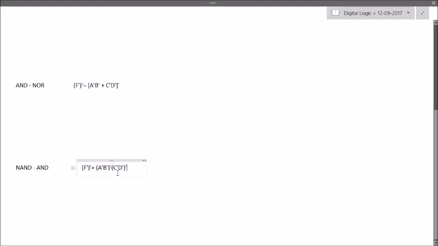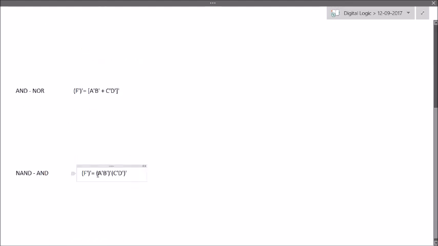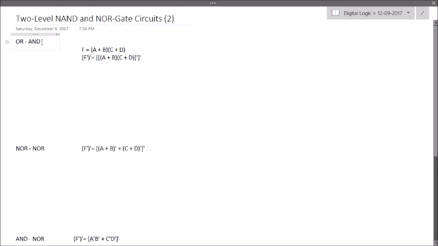Okay. So how would you go from a NAND AND gate back to an OR AND gate? Simple. Just apply De Morgan's law to each of these terms, and you should get an OR AND gate.